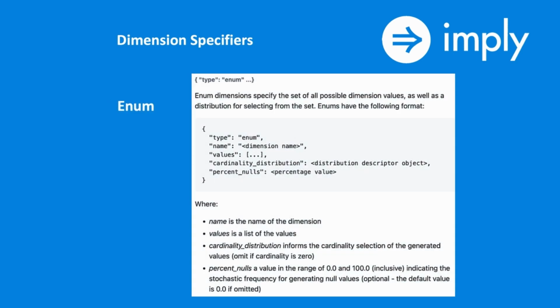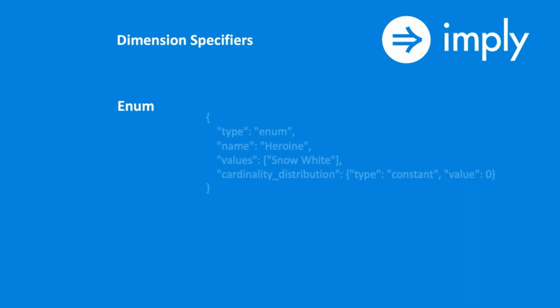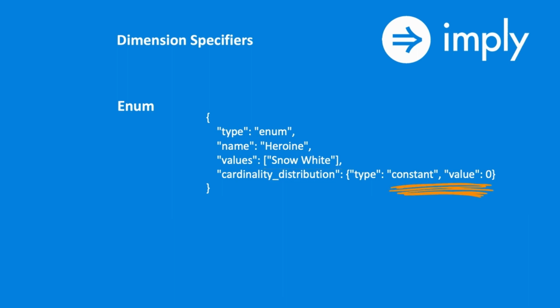For enum dimension specifiers, we specify the list of possible values and the cardinality distribution. The cardinality distribution designates how the dimension specifier samples from the list of values. Most commonly, we will use a uniform cardinality distribution with enum dimension specifiers. The one exception to this would be if we want a dimension to have a constant value, in which case we would create a list of a single value and use a constant cardinality distribution that returns a value of 0.